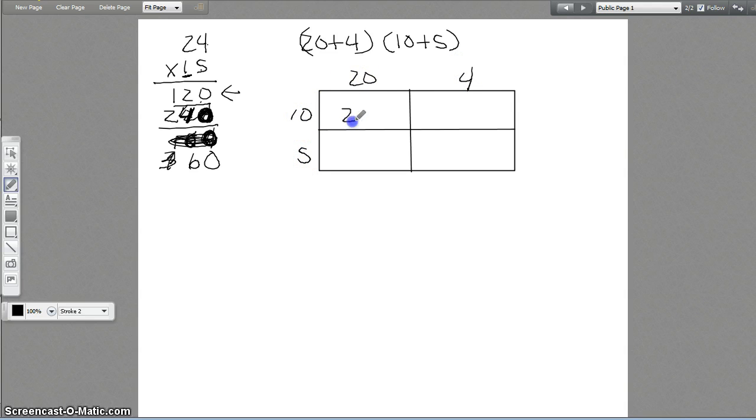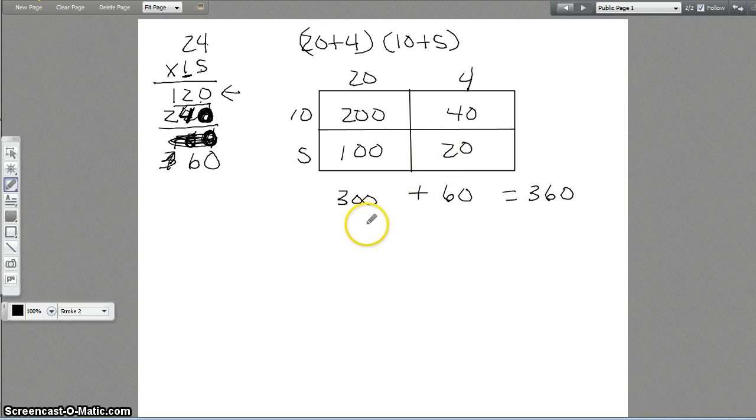10 times 2 is 20, and then I add my 2 zeros, so that's 200. 10 times 4 is 40. 20 times 5 is 100. 5 times 4 is 20. When I add up all these terms, 200 plus 100 is 300. 40 plus 20 is 60. And I add all that together to get 360. Okay, so this was number 4, which is very much like number 9.